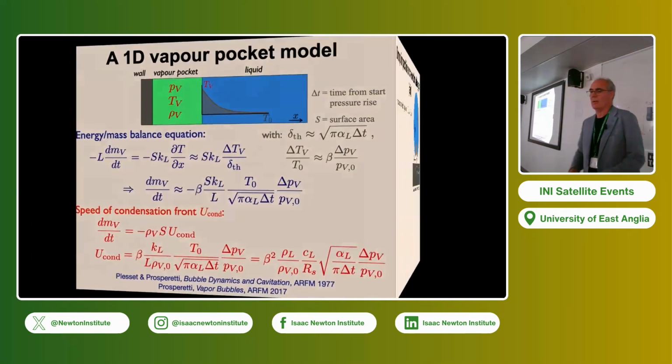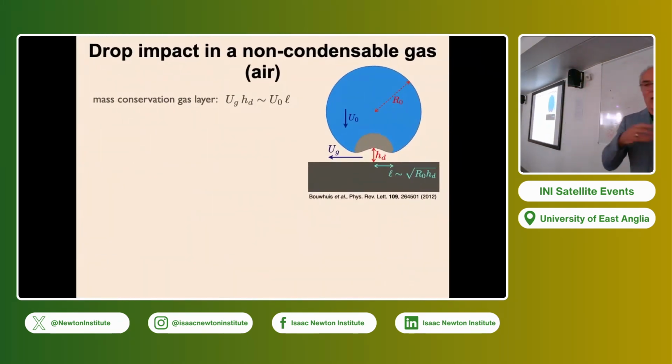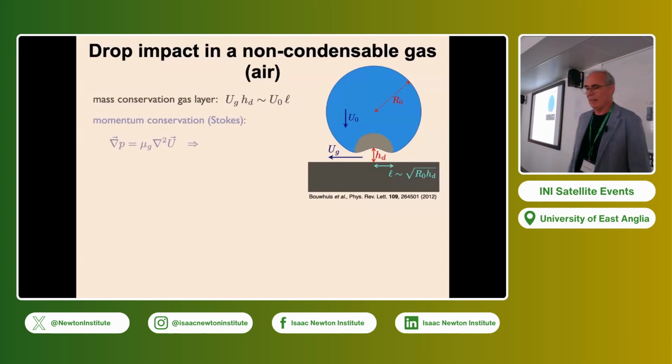Good. Now, the third ingredient is knowing something about how a droplet entraps an air bubble below it in a non-condensable gas case, so in air. And this is just the arguments from that paper over there, Bouwhuis et al. So first we have mass conservation in the gas layer, which we treat as a lubrication layer. Then we have momentum conservation in that layer.